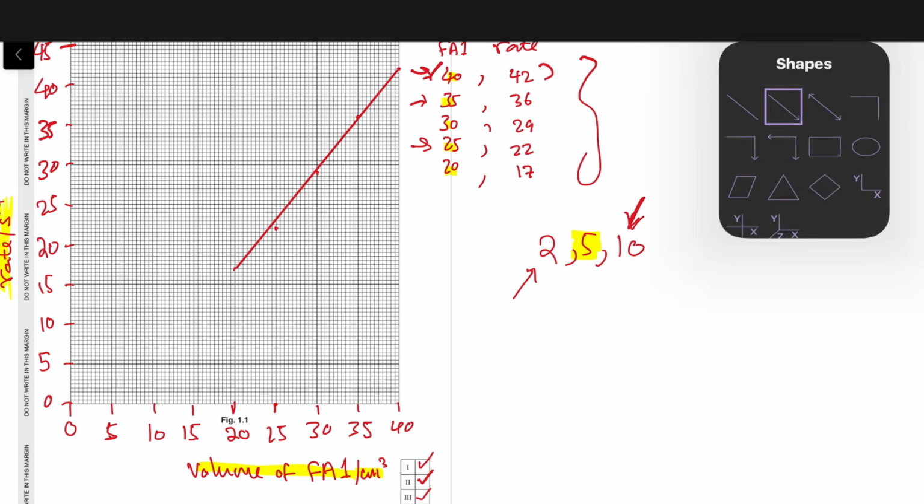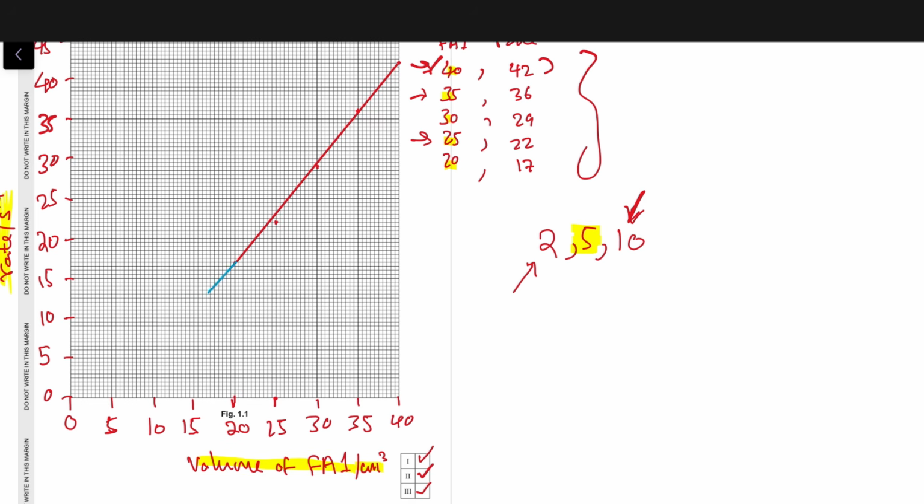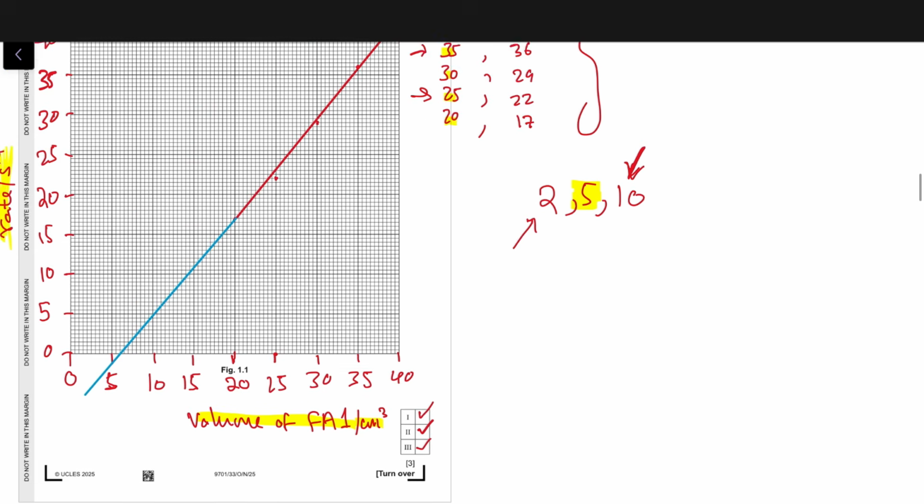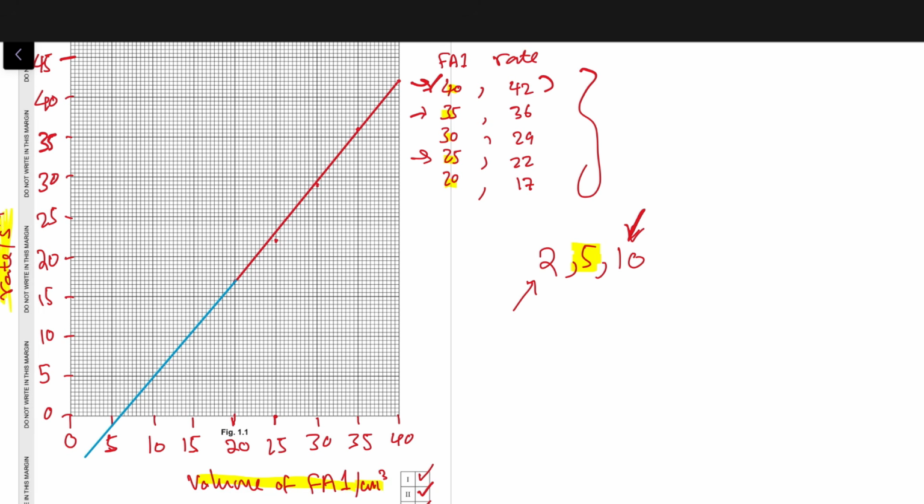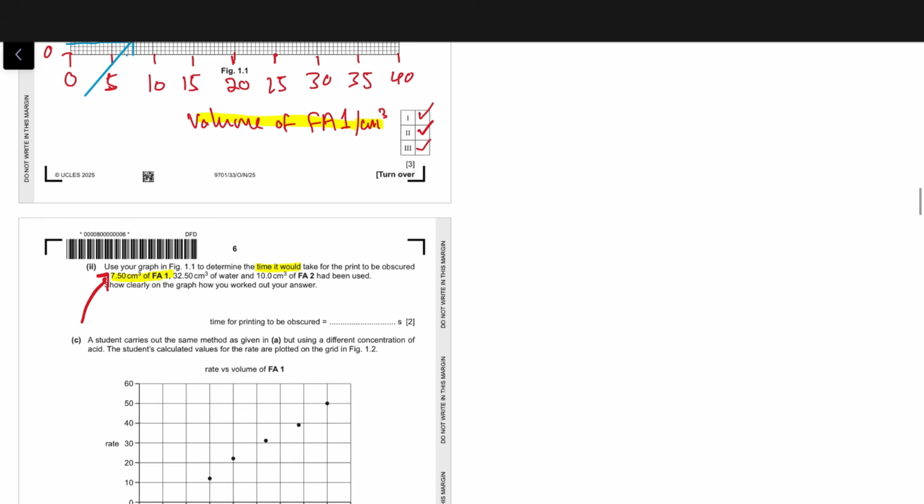So really, this line should be extended so that it should be around this much. And then we go to 7.5 centimeters cubed. That would be around, yeah. And then just work our way backwards. That is around 1.5, a rate of 1.5, but they did ask for the time.